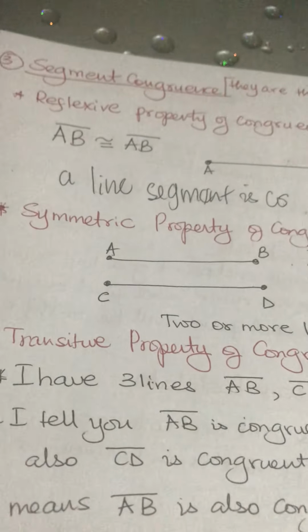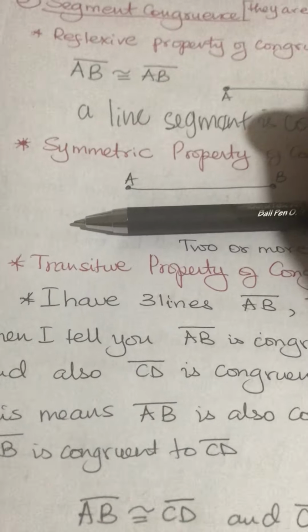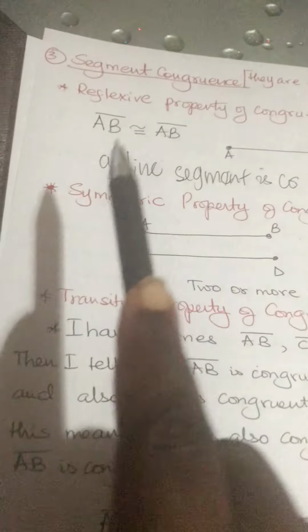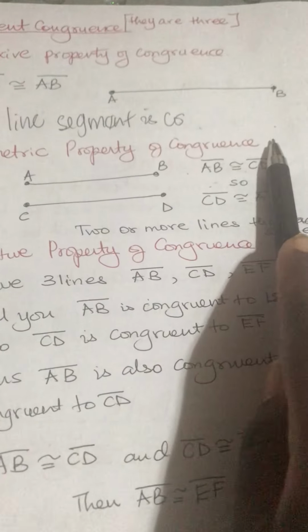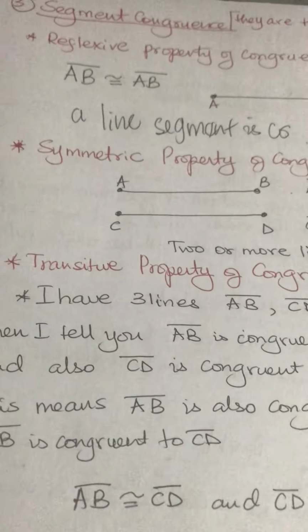There are three of them: reflexive, symmetric, transitive. Okay? All of them are properties of congruence. So reflexive property of congruence, symmetric property of congruence, transitive property of congruence.